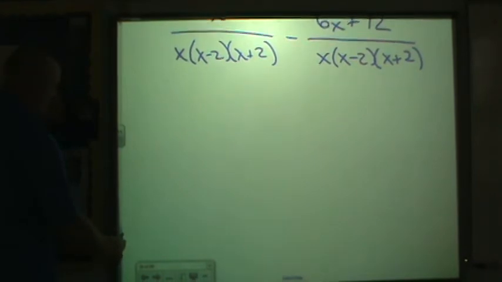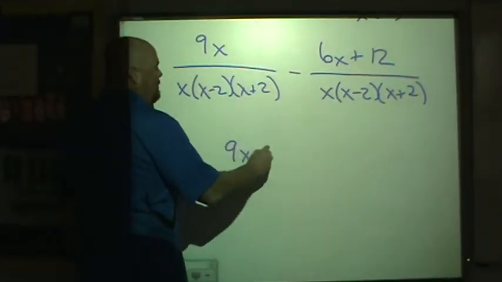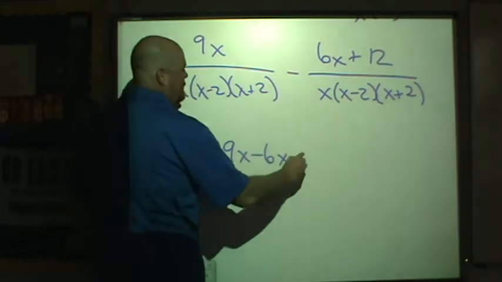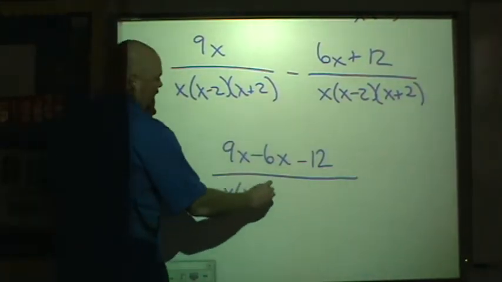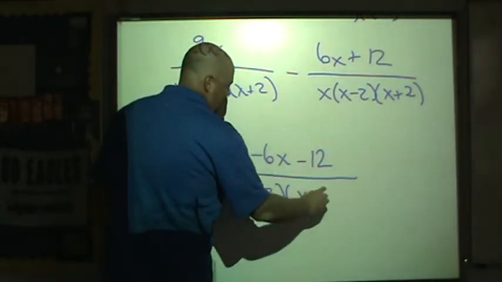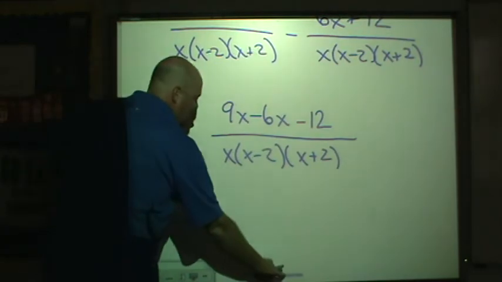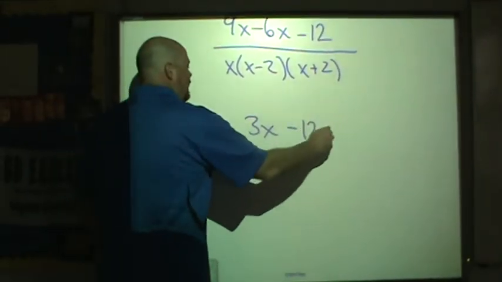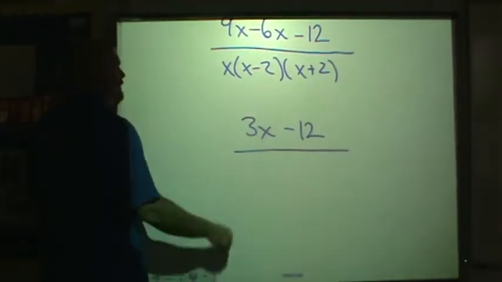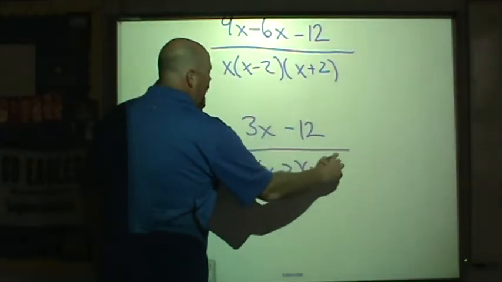So we write our denominator, and then finally when we try to get these things together, we have 9x minus 6x minus 12 over x minus 2, x plus 2. We can combine our terms here. 9x minus 6x is 3x minus 12 over x minus 2, x plus 2.